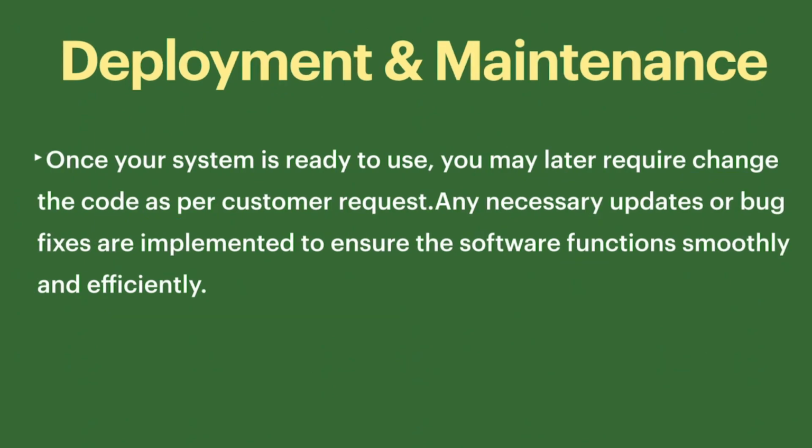After the coding phase, the deployment and maintenance phase is started. Once the system is ready to use, you may later need to change the code as the customer requests, and any necessary updates or bug fixes are implemented to ensure the software functions smoothly and efficiently. It means that when the testing phase is completed, the software deployment and maintenance phase is started. In this phase we deploy the software on the appropriate platform, and after deployment the maintenance is started. In maintenance, if the customer wants to change anything in their request, they can change it here.